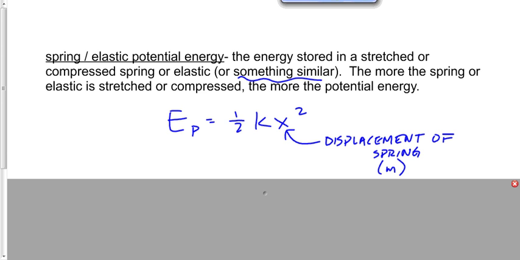k is a completely new variable for you. It's what we call the spring constant. And the units for spring constant are newtons per meter, newtons over meters. And the spring constant is essentially a measurement of how stiff a spring or an elastic is. The stiffer it is, the harder it is to stretch or compress, but the more potential energy that it can store when you do stretch it or compress it.